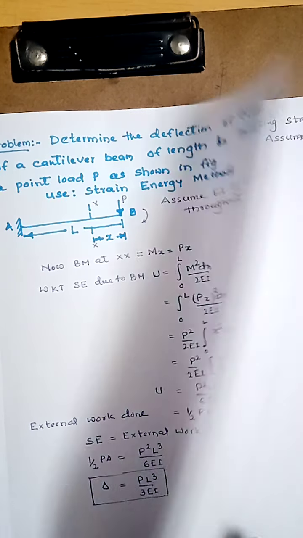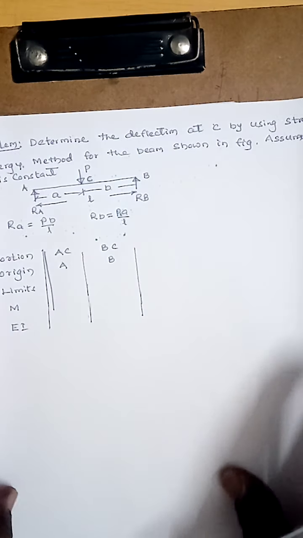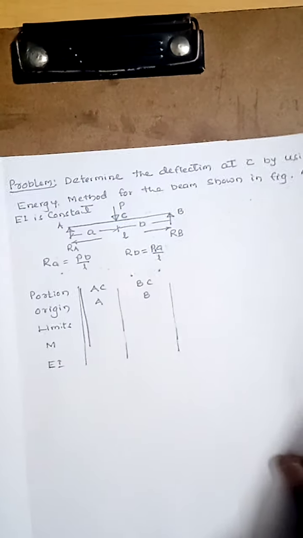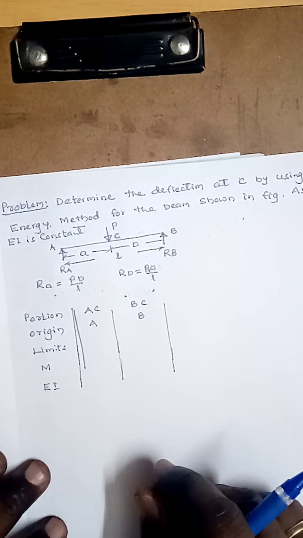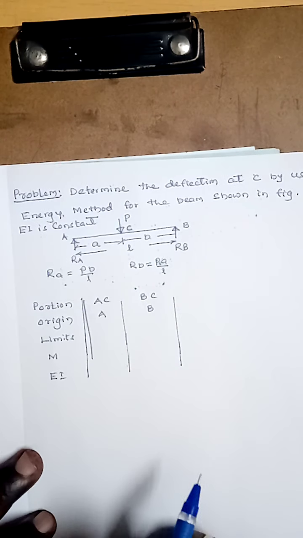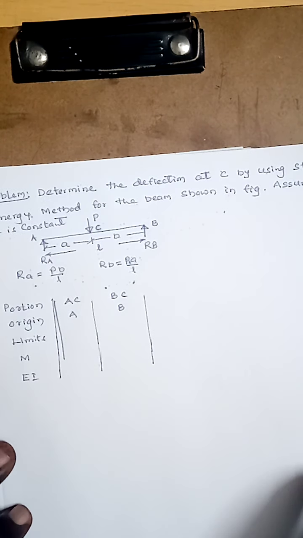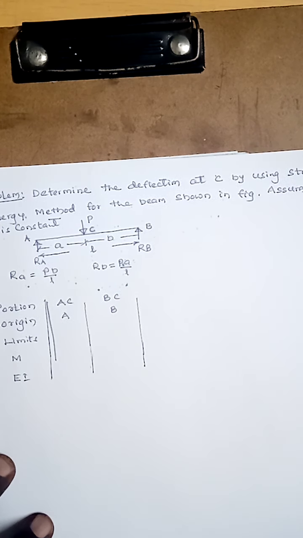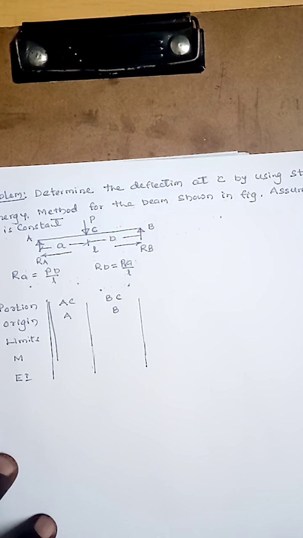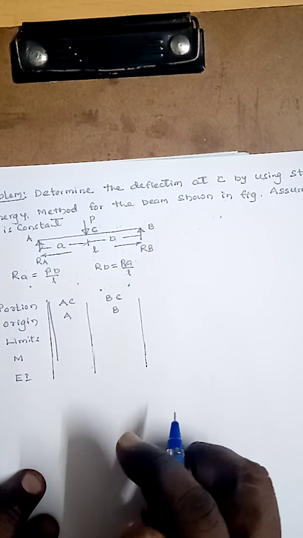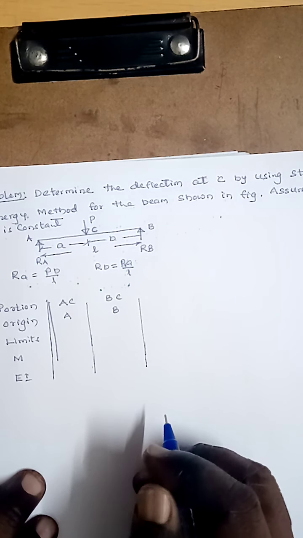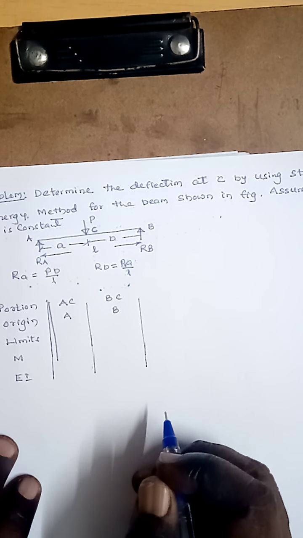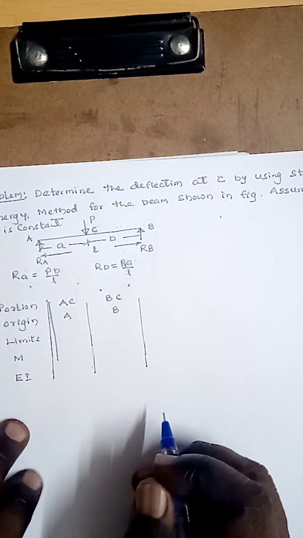Now we will solve one more problem, that is on simply supported beam. Determine the deflection at point C by using the strain energy method. For the beam shown in figure, assume the flexural rigidity EI is constant throughout.